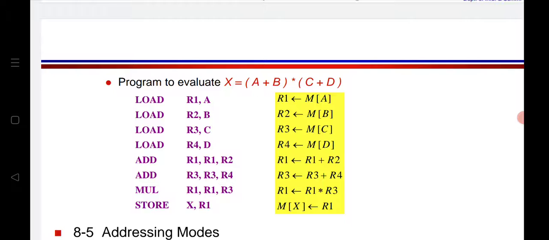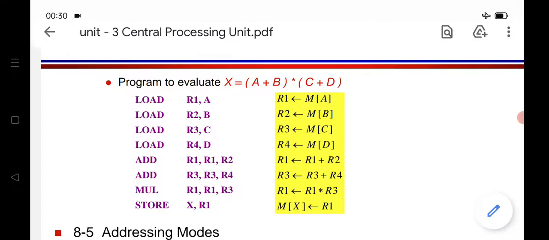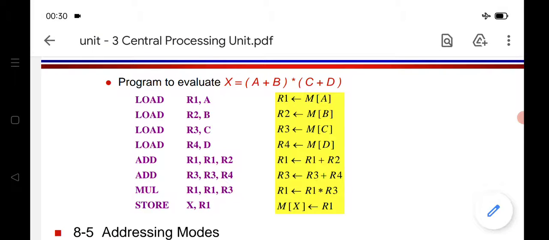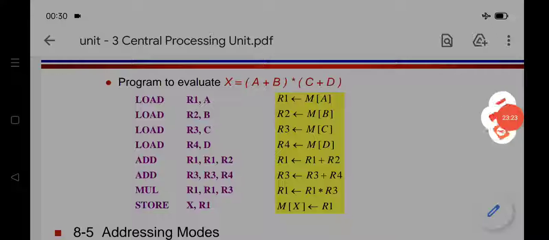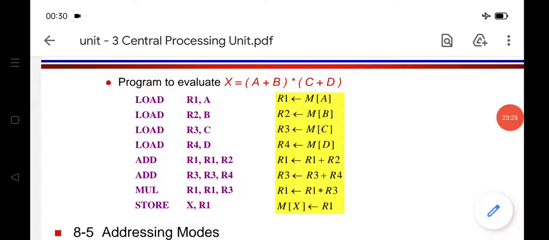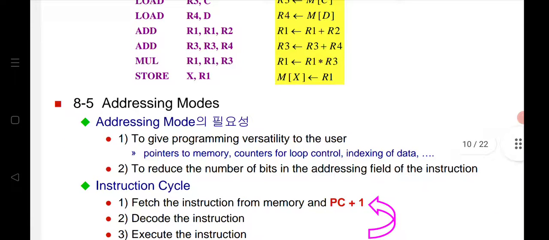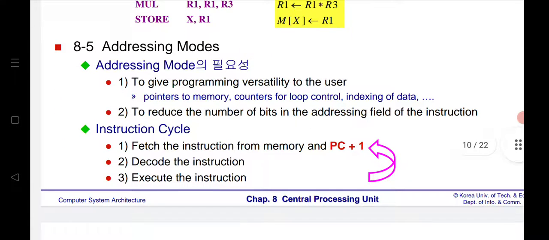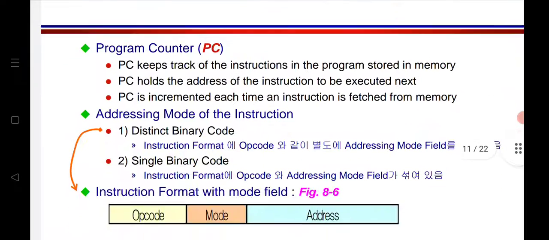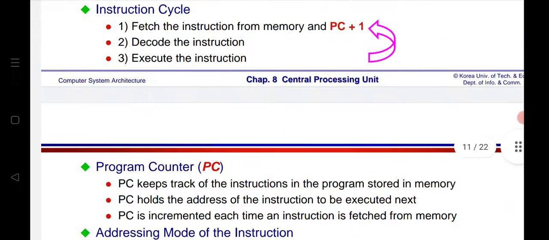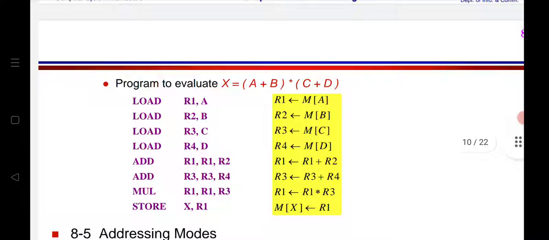Later, the multiplication instruction, mul R1 comma R3. So what happens? It does R1 equals R1 into R3. Later on the result will be stored in the memory, that is nothing but your X memory. So this is related to the RISC instruction. Coming to the addressing modes, we will discuss this in the next class: how many different types of addressing modes there are, we will discuss in the coming class.